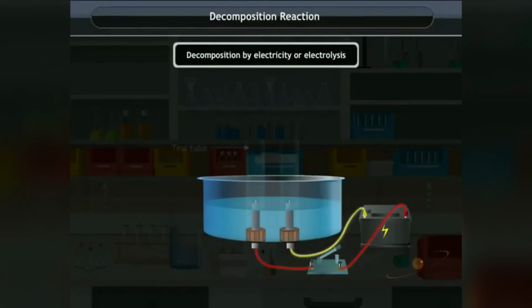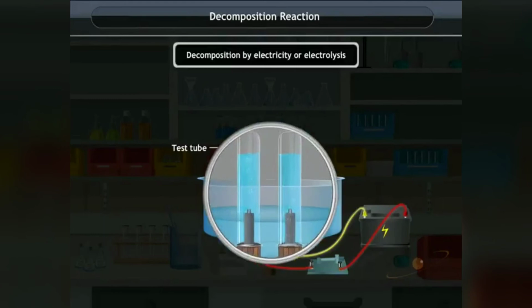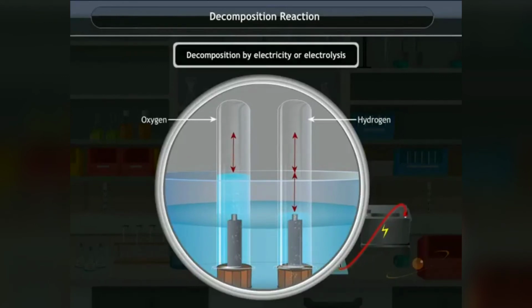Take 2 test tubes filled with water and invert them over the 2 carbon electrodes. Switch on the current and leave the apparatus undisturbed for some time. You will observe the formation of bubbles at both the electrodes, collected in the respective test tubes. During the decomposition of water, the ratio of the volume of these gases is 2:1.